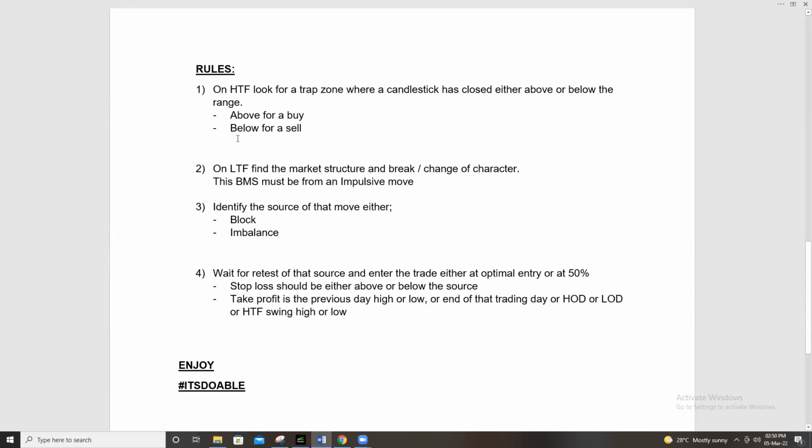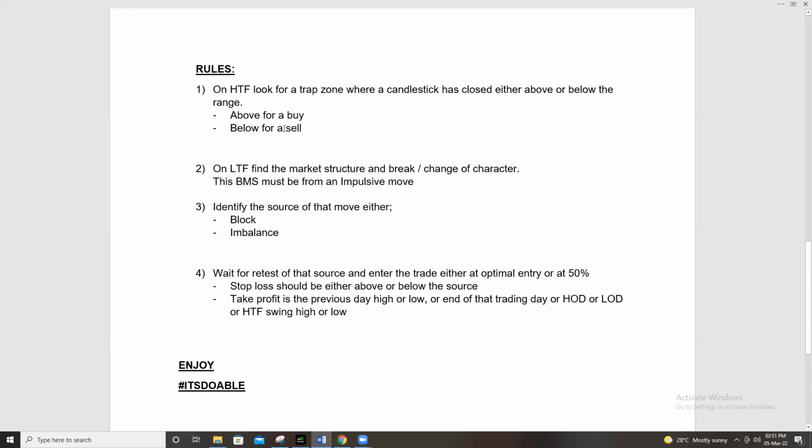That is for the higher time frame. Now you've gotten a yesterday's high, a yesterday's low, a last week high, a last week low, and you've had a candlestick either closing above for a buy or below for a sell. Now you move to step 2.